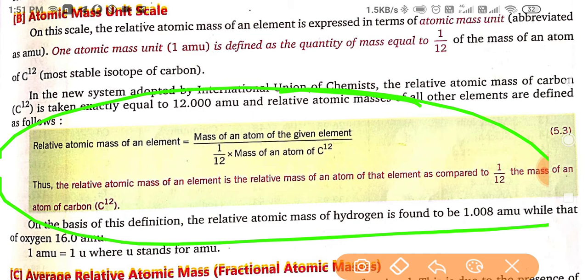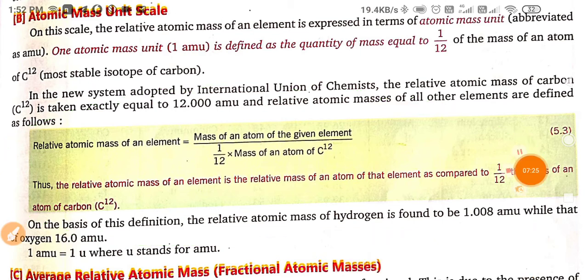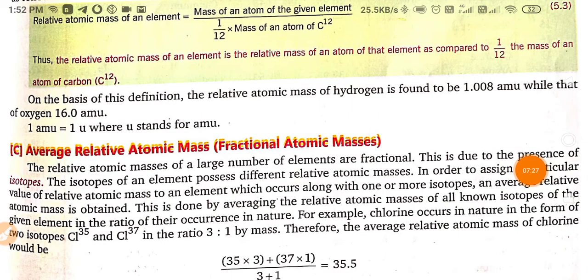Thus, the relative atomic mass of an element is the relative mass of an atom of that element as compared to 1 upon 12 the mass of an atom of carbon. On the basis of this definition, the relative atomic mass of hydrogen is found to be 1.008 AMU, while that of oxygen is 16.0 AMU. 1 AMU is equal to 1 u, where u stands for AMU.